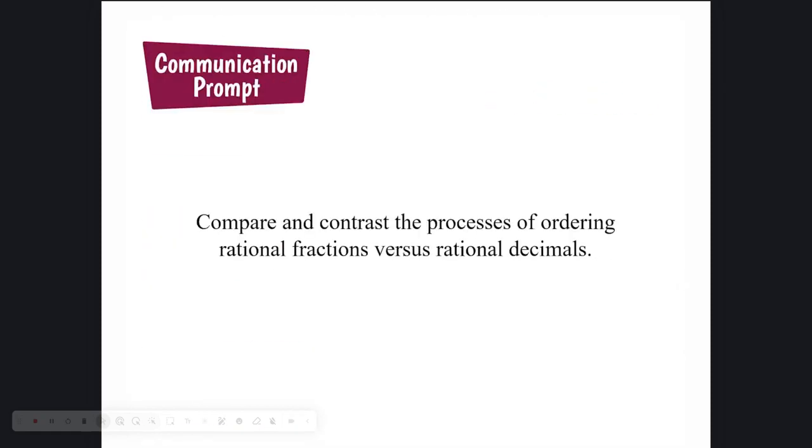Consider this. Compare and contrast the processes of ordering rational fractions versus rational decimals. What similarities and differences do you notice?